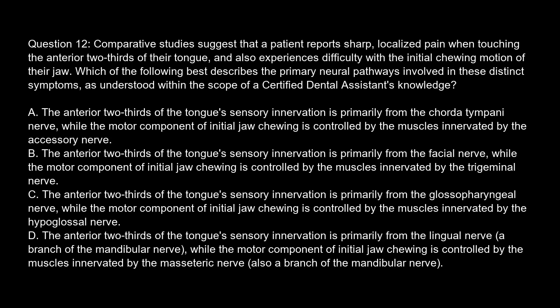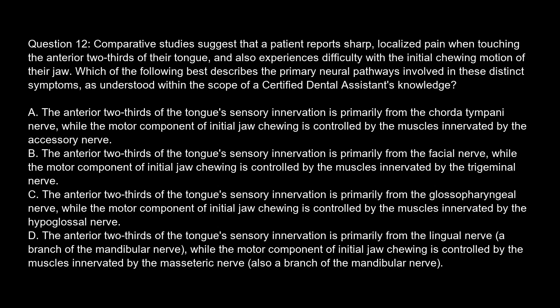Question 12. Comparative studies suggest that a patient reports sharp, localized pain when touching the anterior two-thirds of their tongue and also experiences difficulty with the initial chewing motion of their jaw. Which of the following best describes the primary neural pathways involved in these distinct symptoms, as understood within the scope of a certified dental assistant's knowledge?